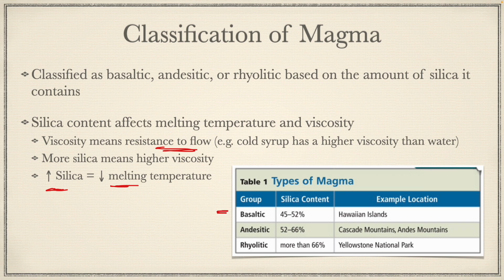Okay. This has our lowest silica content, 45 to 52%. Common in the Hawaiian Islands. We have andesitic lava, or andesitic magma, which is somewhere in the middle. So 52 to 66% silica content. Cascade Mountains out west, out in the western part of the U.S., and the Andes Mountains in South America. Rhyolitic lava is any lava that is more than 66% silica, and Yellowstone National Park is an example for that.